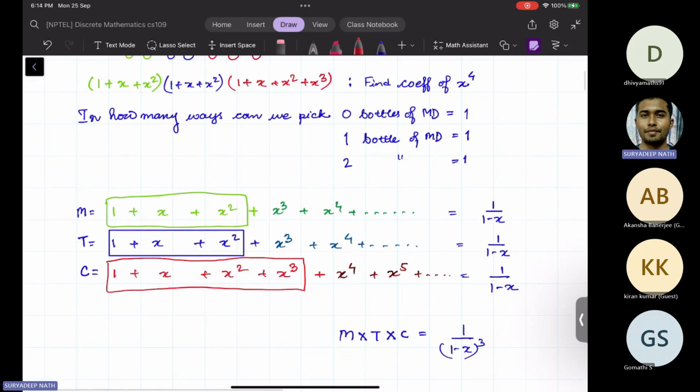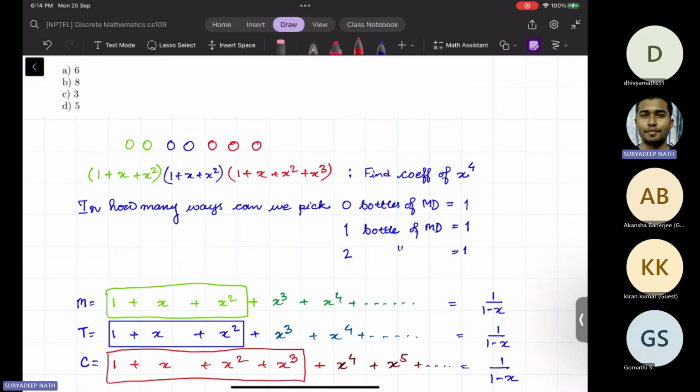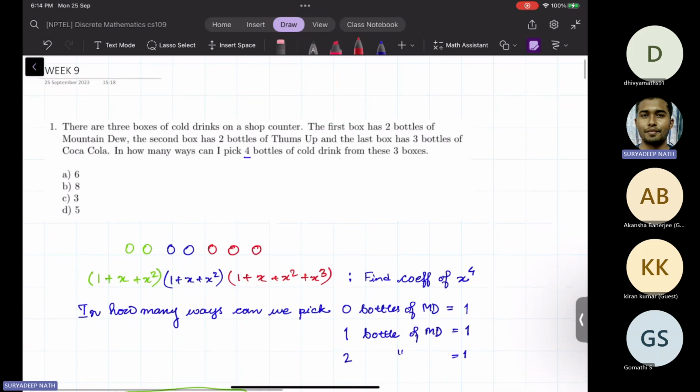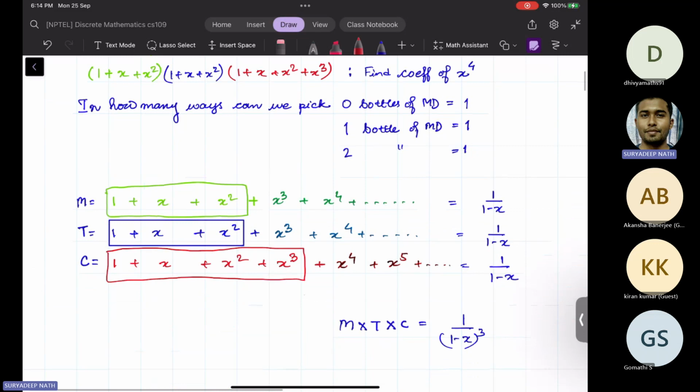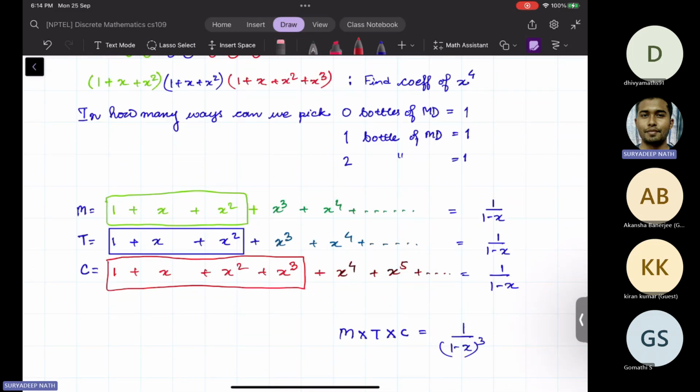But can we extend it to the infinite case? Because we have been asked to find the coefficient of x to the power 4. So now there is a problem that will arise if we consider the infinite sequence. Can anyone tell me what problem will arise if we just consider the infinite sequence instead of just the finite polynomials?